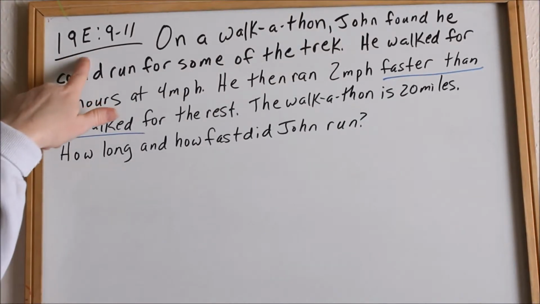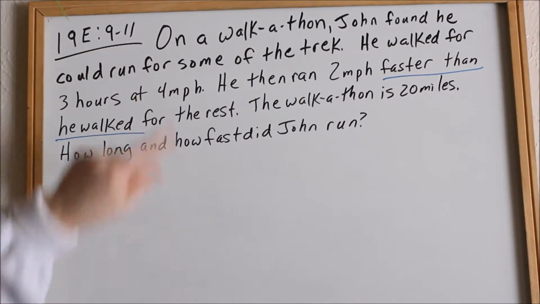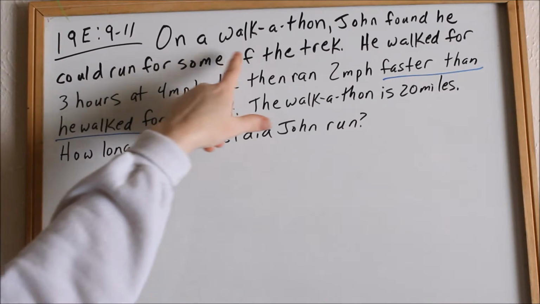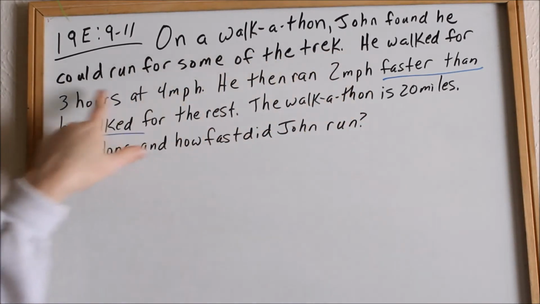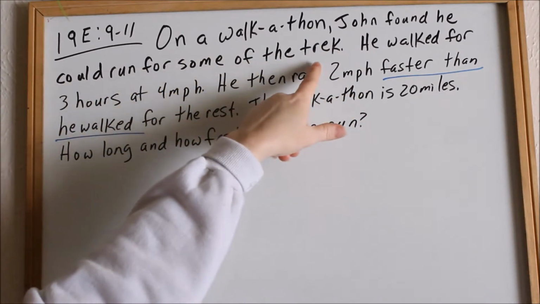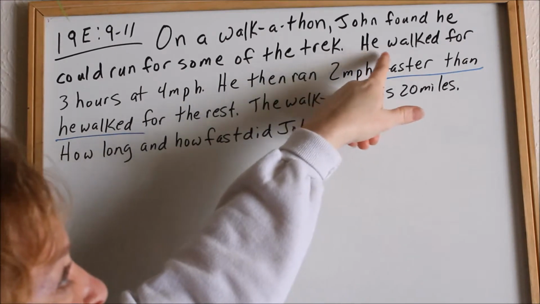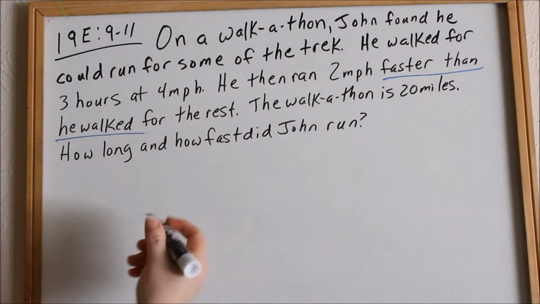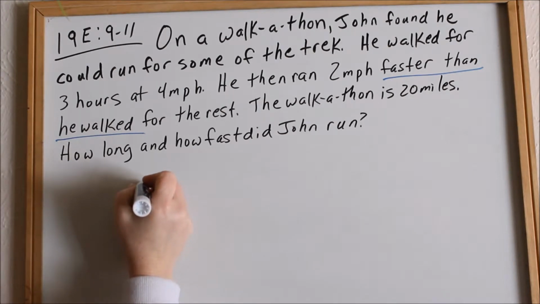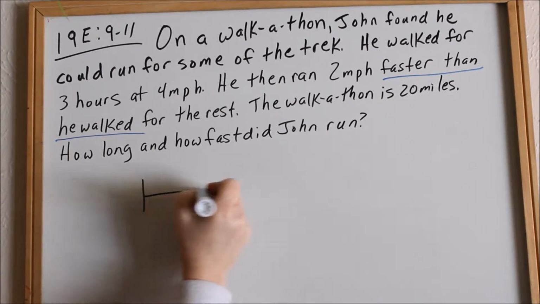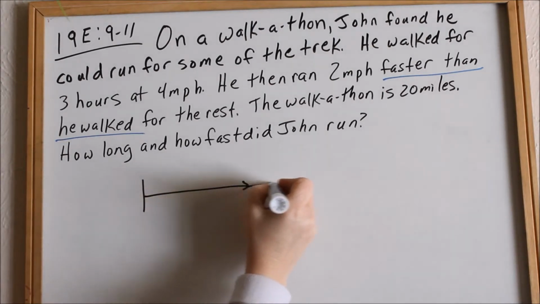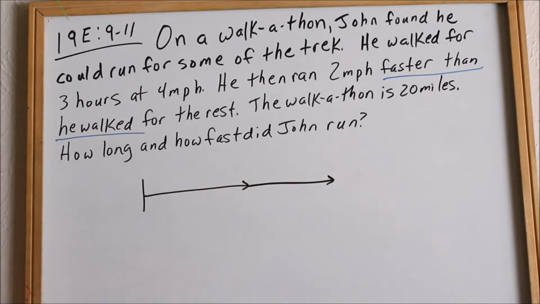Okay, we're looking at 19E, 9 through 11. I'm just going to summarize some of this for right now. It says that there's a walkathon, and John found he could run for some of the trek. And then if you keep going, it says he walked for part of it as well. So this tells me that I had this scenario to where he started, and then he did a first leg, he ran for part of it, and then he did a second leg, and he walked for part of it.